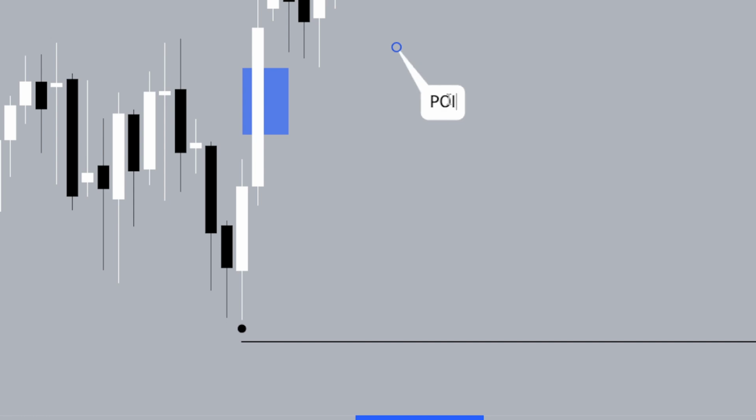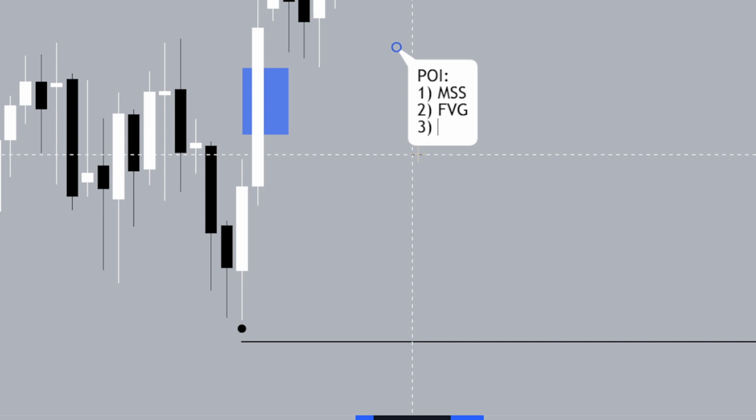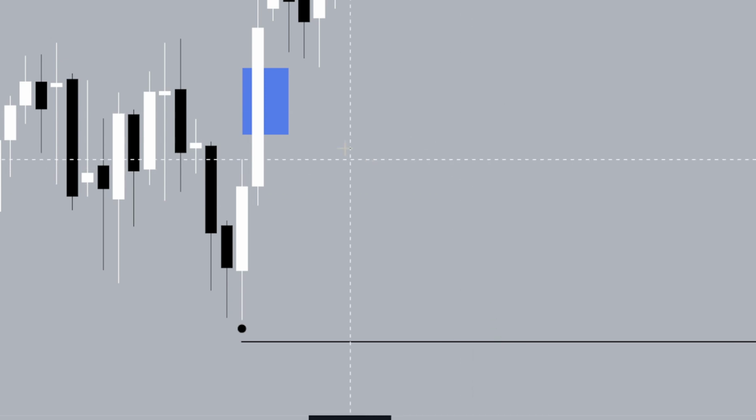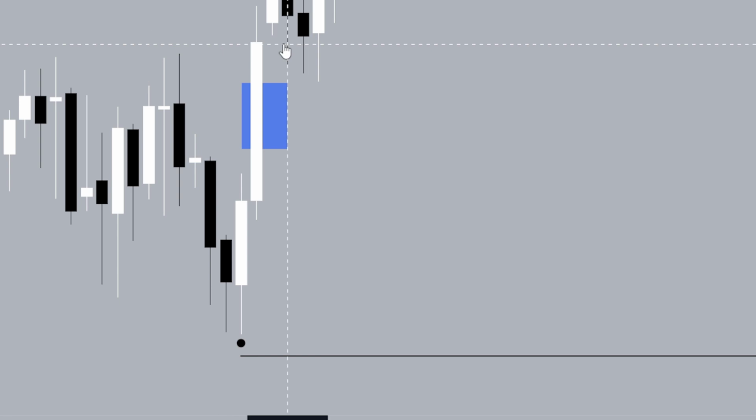So what makes a valid POI? Well, there are three things, right? We want to see the POI break market structure. We understand we are bullish in terms of our market structure. The second thing is we want to identify a fair value gap or an inefficiency in price, which is marked out just over here with the blue box. And the third thing we want to understand is that the POI itself must be in the discount. In this case, it must be in the discount because it's a bullish POI. If it was a bearish POI, you would look for the fair value gap and a break of structure in the premium. Okay, so what's happened is we've had a break of structure here to the upside.